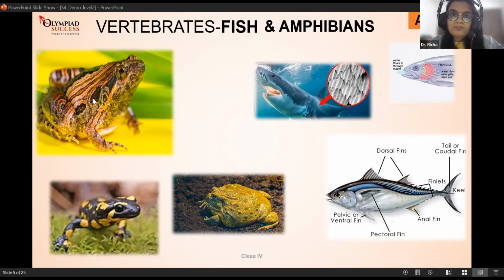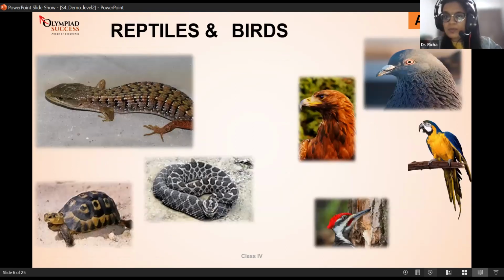Any doubt? Yes, Vibha. Ma'am, I wanted to tell you about how dolphins have a blowhole instead of gills. Yes, I know. But at the moment, we're just discussing these two. Dolphins are not fish. Dolphins are aquatic mammals, marine mammals. They are actually mammals. Why are they mammals? I'll tell you in detail in a bit.